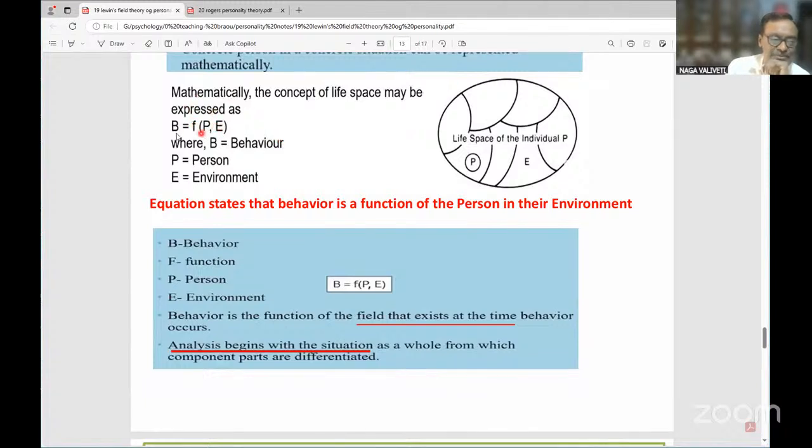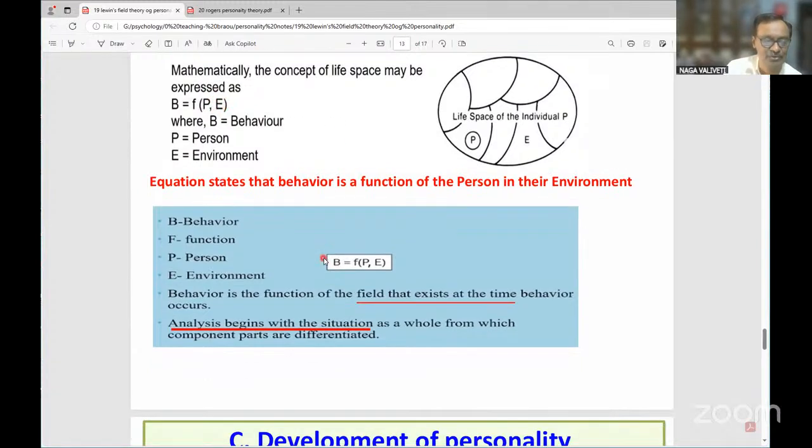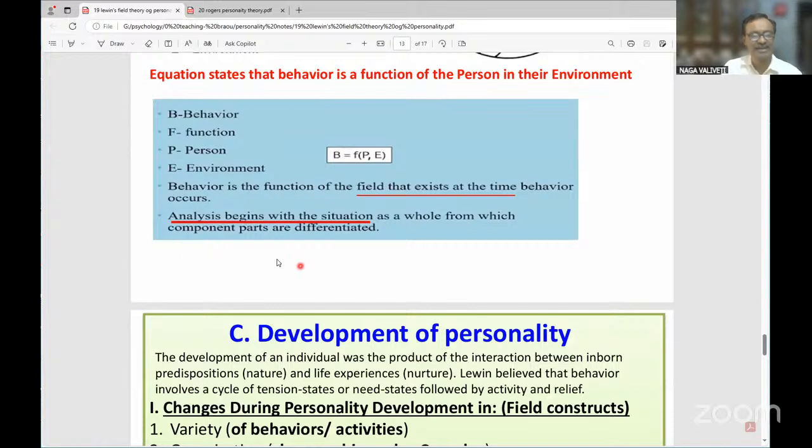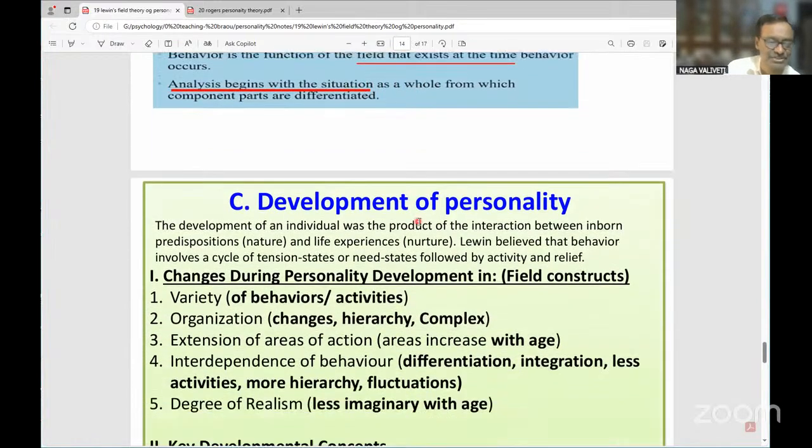E is a function of P. Behavior is a function of both. P means person, E means psychological environment. Please don't write physical environment here. You will lose marks. So analysis begins with the situation as a whole, in which all parts are understood.